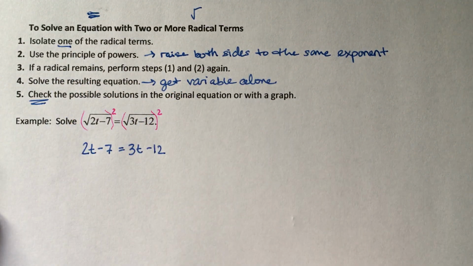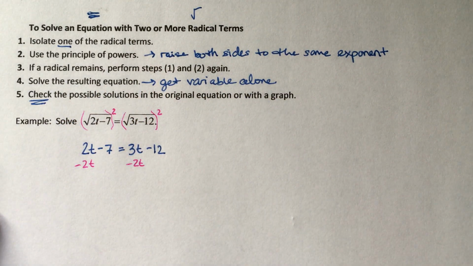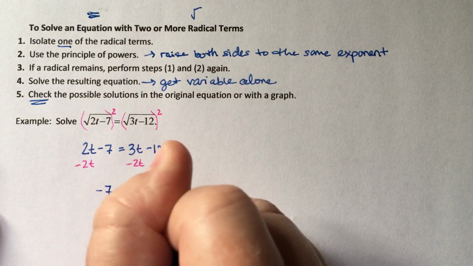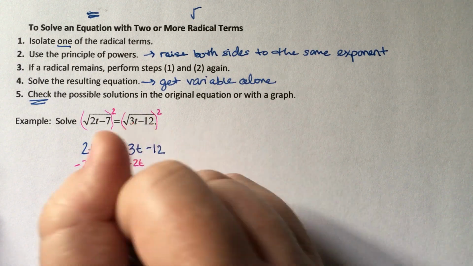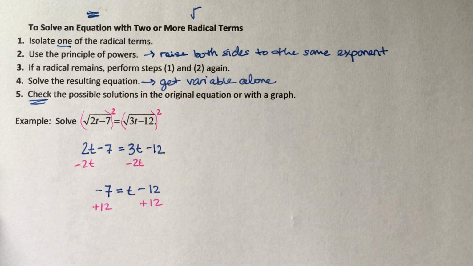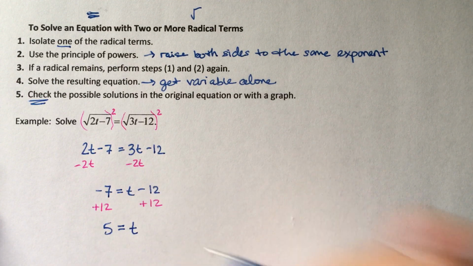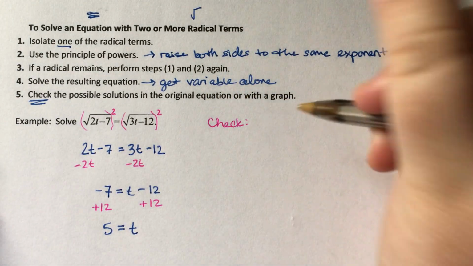I need to get t by itself. I'm going to subtract 2t from both sides. So that's going to be negative 7 equals t minus 12. And then add 12 to both sides. So that looks like t equals 5, or 5 equals t. Before I can write this in curly brackets, though, I have to check. This might not really be the solution, even though I did the steps right.